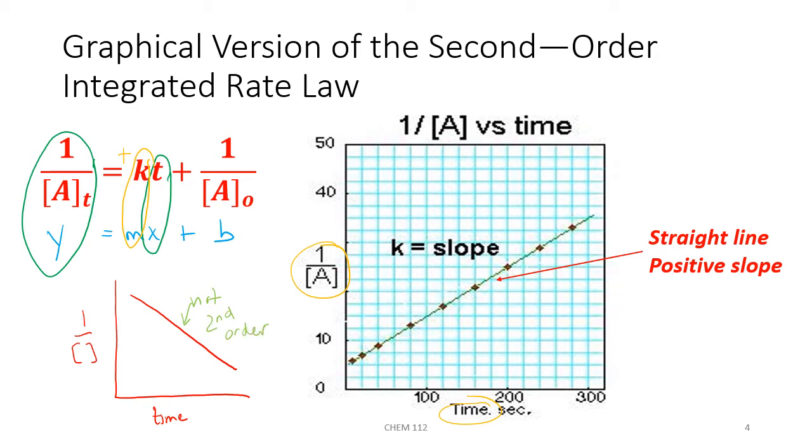So the only thing that you can get that will match second order kinetics is this straight line with a positive slope right here that's equal to the rate law constant. So you could also use this to solve for an unknown rate law constant after you make the graph, if you figure out what the slope is.